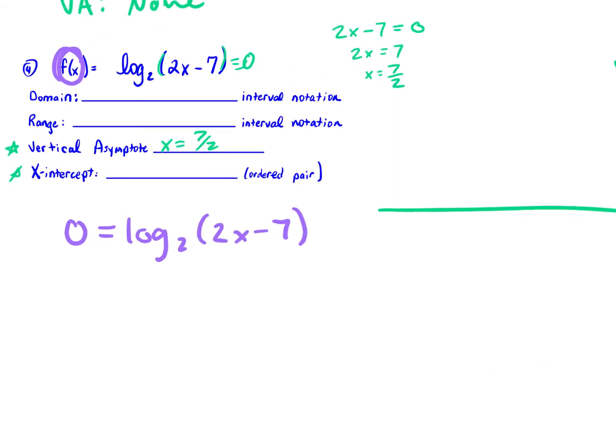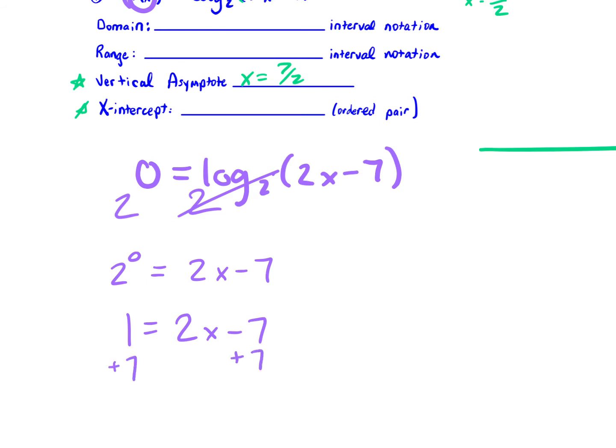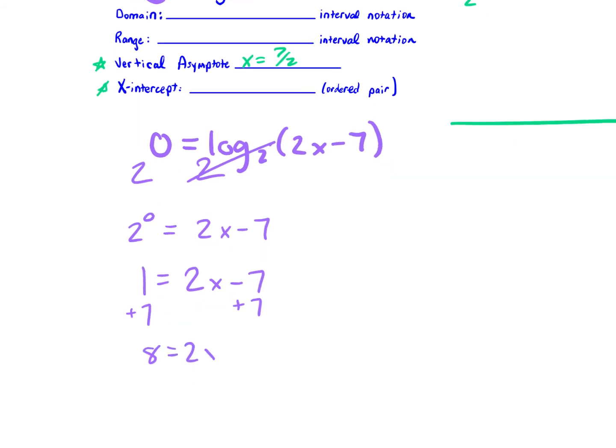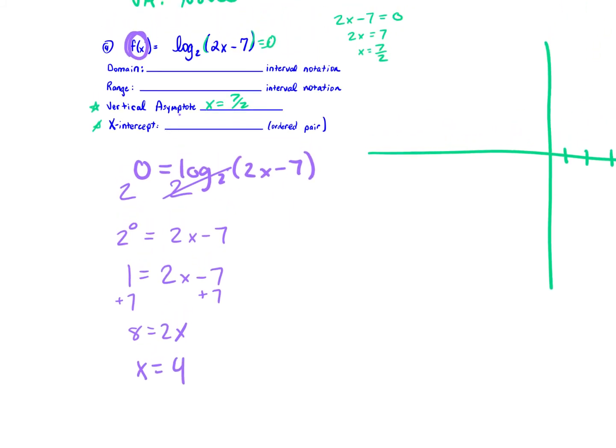Now yesterday we learned how to solve log functions. How can I get rid of that log base 2? Make my big base 2. So I have 2 to the power of 0 is equal to, this cancels out, so 2x minus 7. What's 2 to the power of 0? 1. So 1 is equal to 2x minus 7. Add 7 on both sides. So 8 is equal to 2x. X is equal to 4. So how would I write that as an ordered pair? 4, 0.